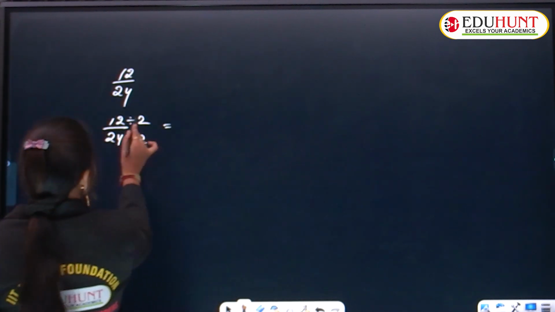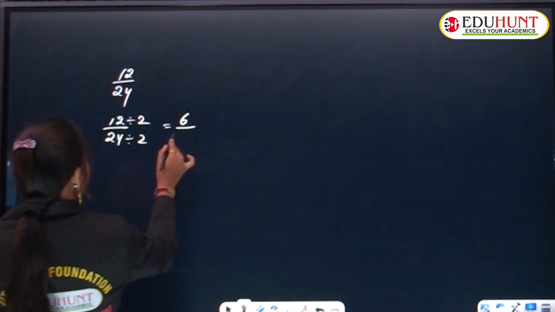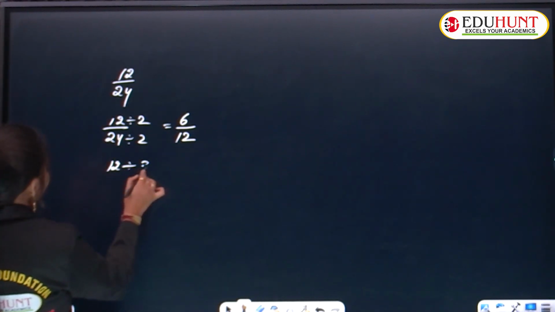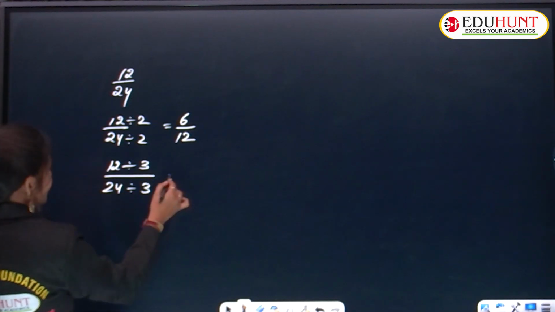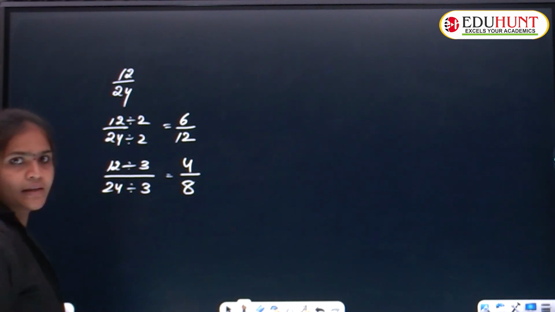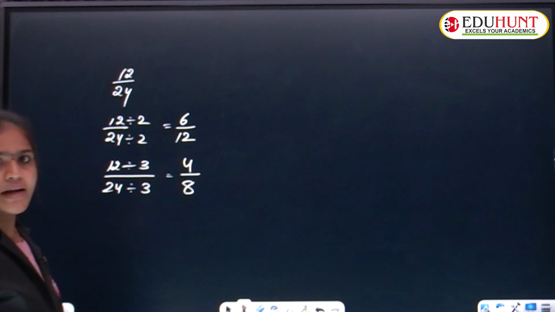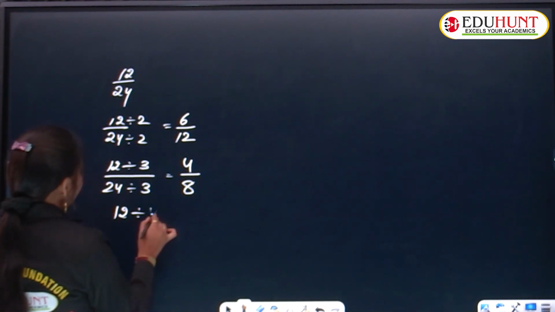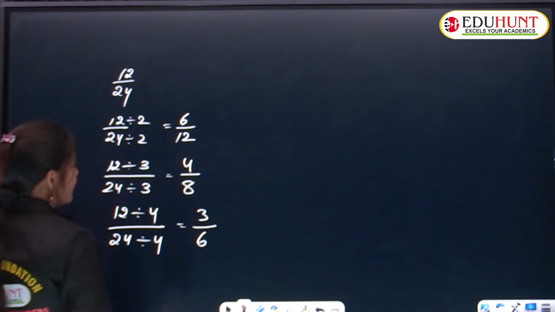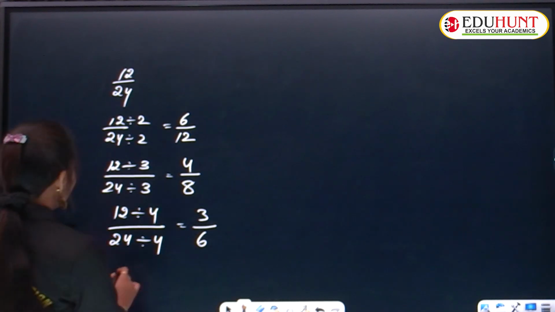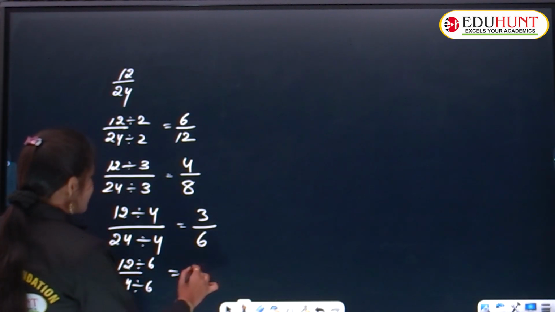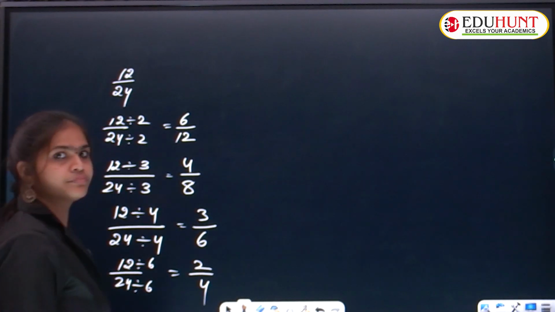Now 12 divided by 2 means 6, and 24 divided by 2 means 12. 2 twelves are 24. In the same way, 12 divided by 3, 24 divided by 3. What will you get here? 3 fours are 12, and 3 eights are 24. Understood? In the same way, 12 divided by 4, 24 divided by 4: 4 threes are 12, 4 sixes are 24. Clear? In the same way, 12 by 24 divided by 6: 6 twos are 12, 6 fours are 24. Am I clear to you?